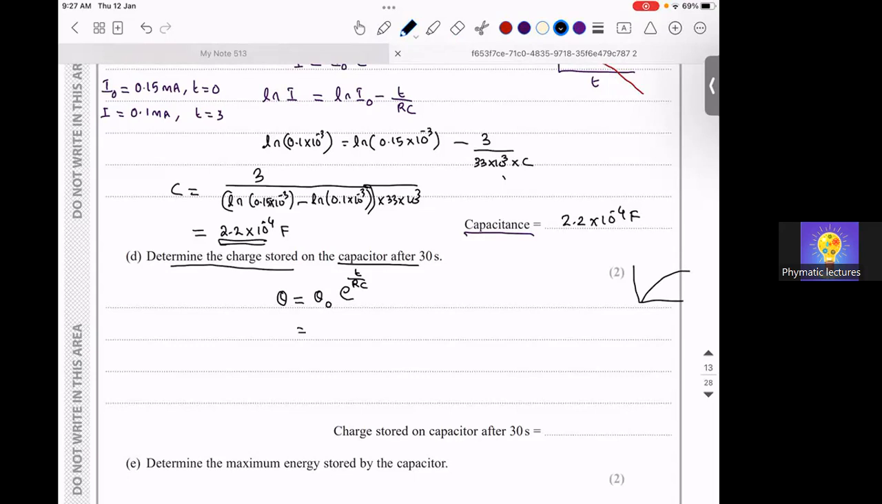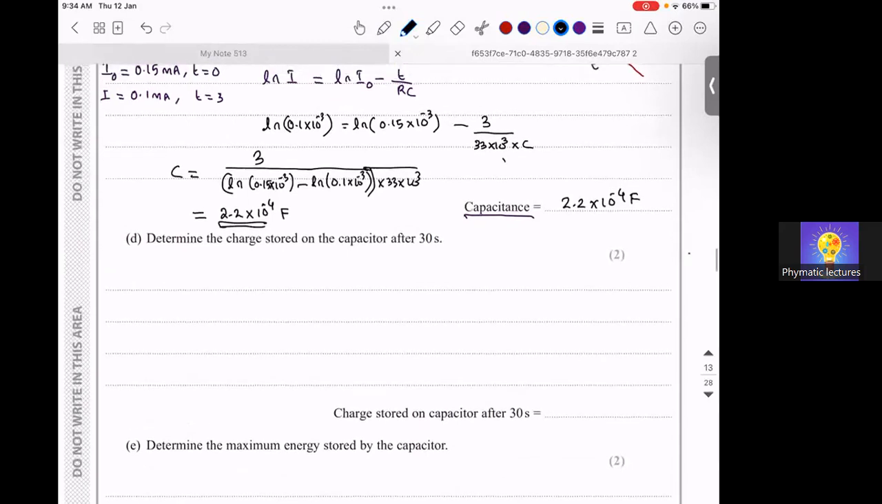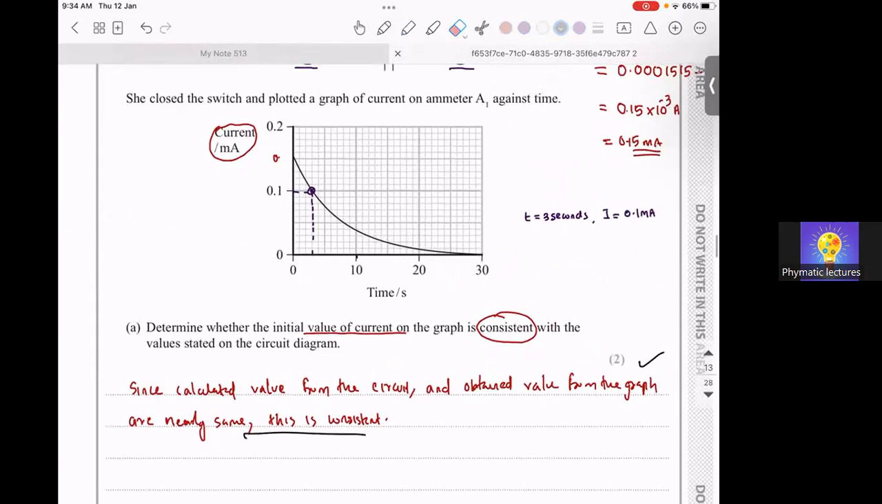So what will be the charge stored on the capacitor? Q0 into e to the power of T by RC. So plug the values. Here they are saying, determine the charge stored on the capacitor after 30 seconds. I already explained, we can use this equation Q is equal to Q0 into e raised to T by RC, or else you can use the values from the graph itself.